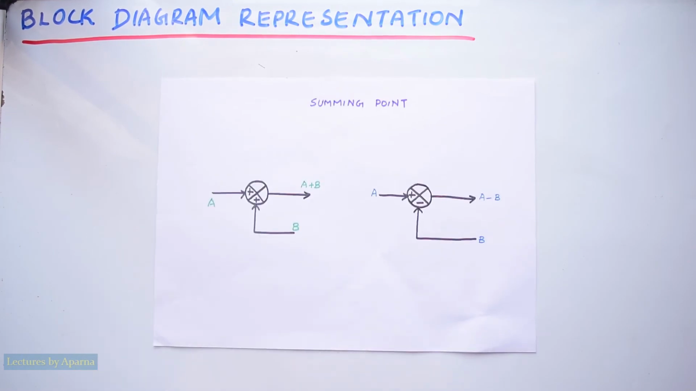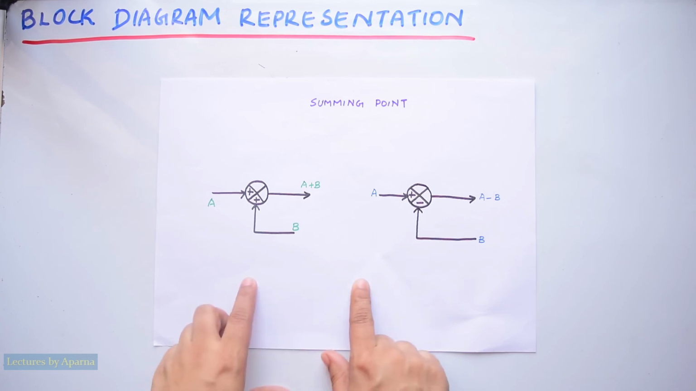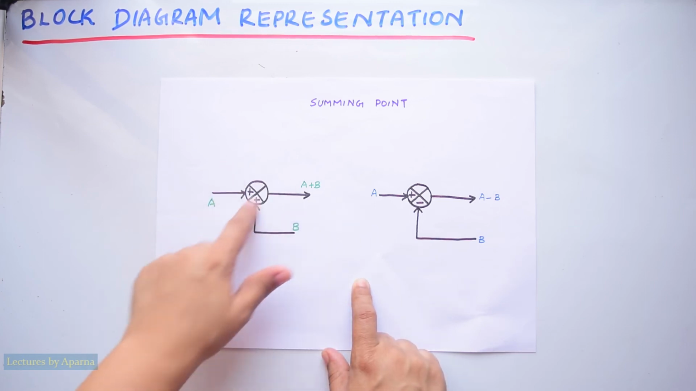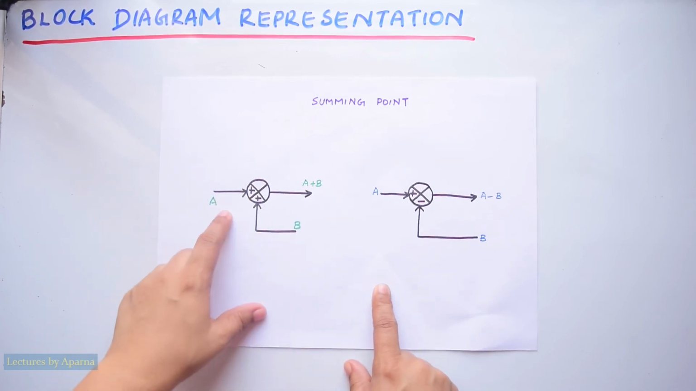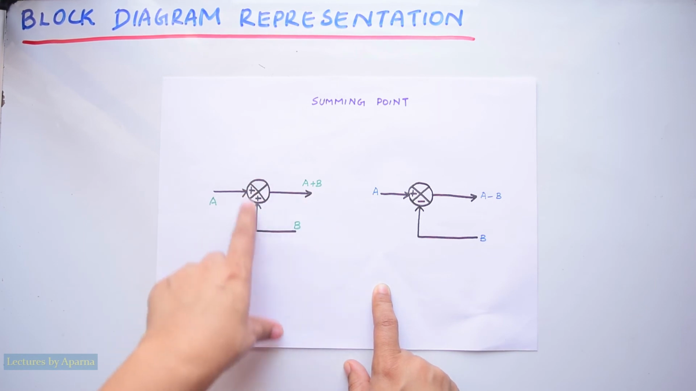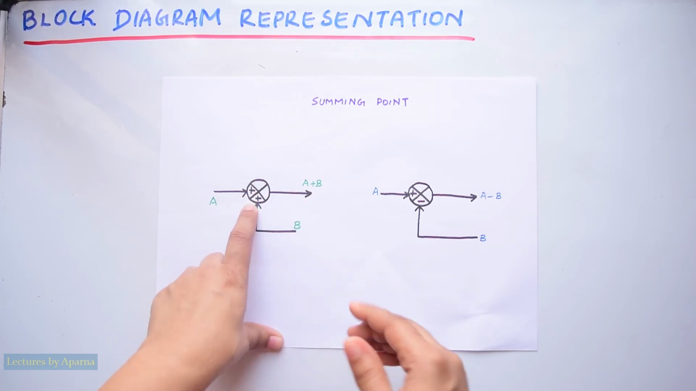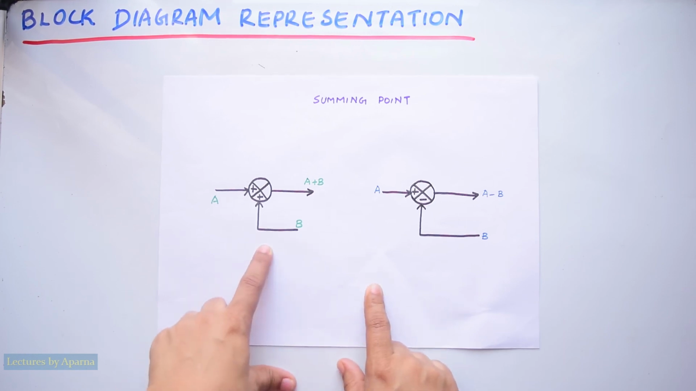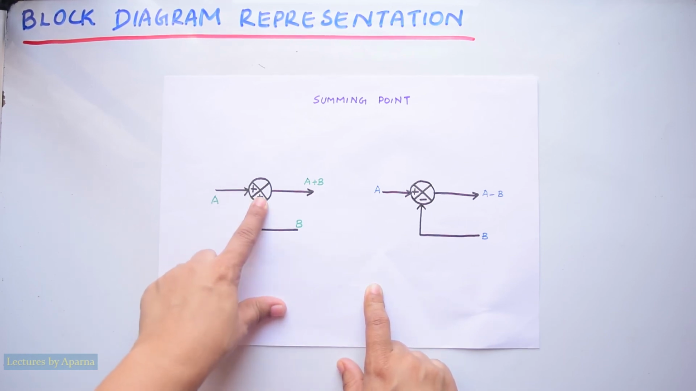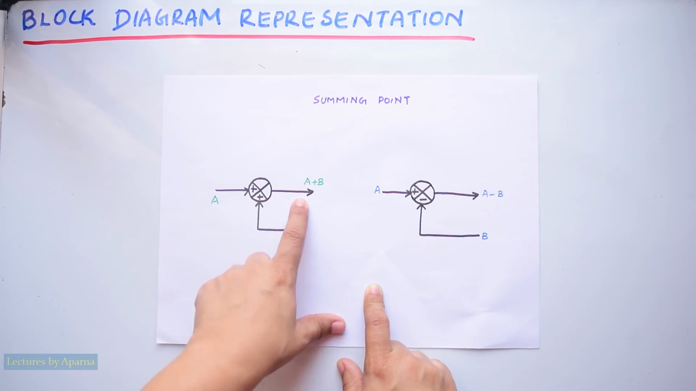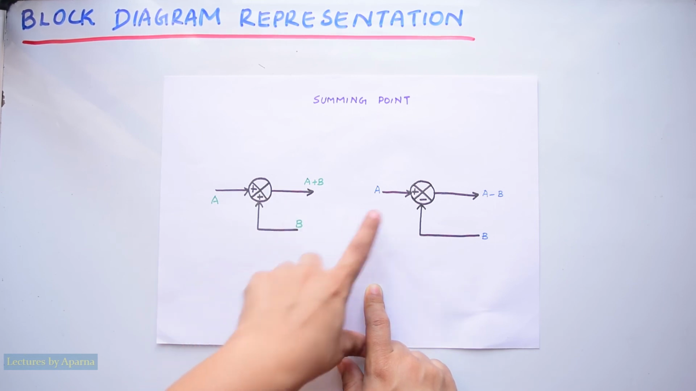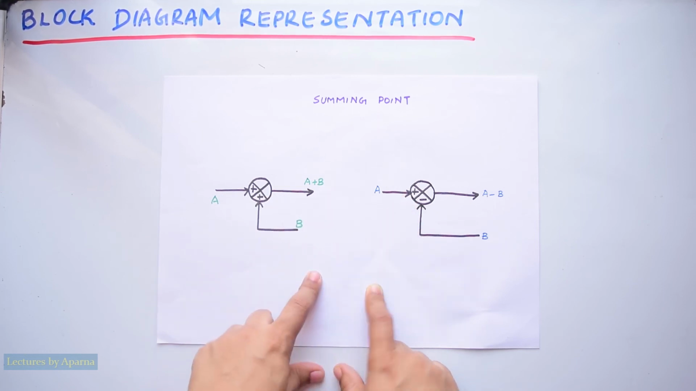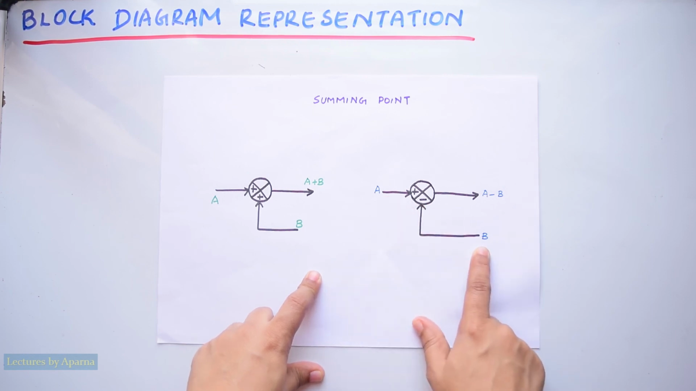The next element is the summing point. Summing points are used to add two or more signals in the system. It is represented by a circle with a cross. The plus or minus sign at each arrowhead indicates whether the signal is to be added or subtracted. In this figure, it is plus in both places, so it will be A plus B. Here it is plus and minus, so it will be A minus B.